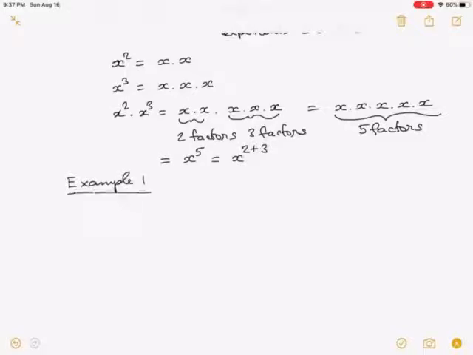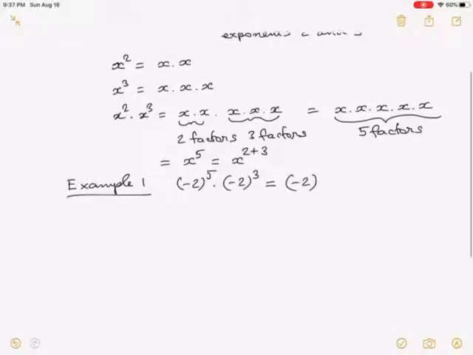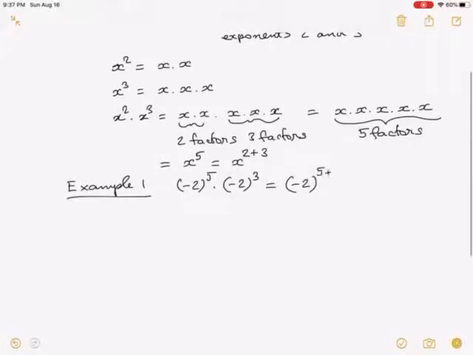So example. Minus 2 to the power 5 times minus 2 to the power 3. Because they have the same base, minus 2, it is minus 2 to the power 5 plus 3. It is minus 2 to the power 8.